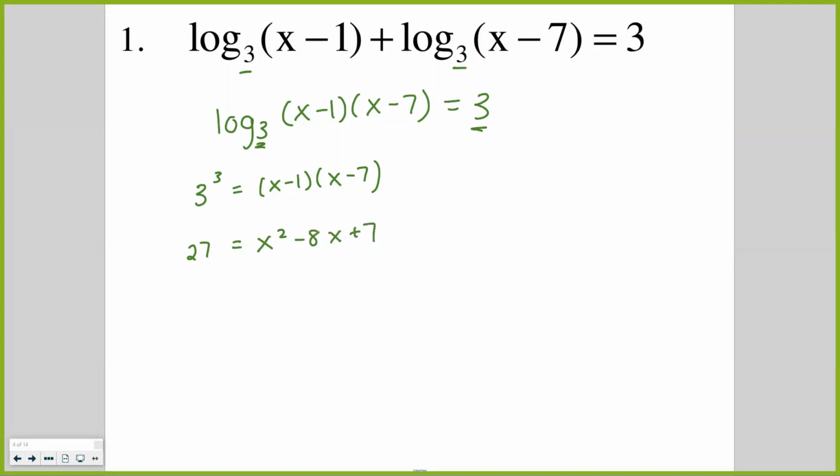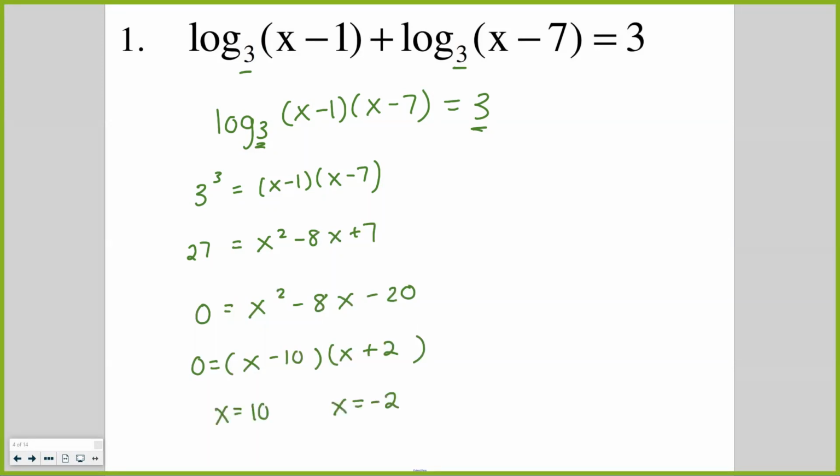And I'm just going to get everything to one side and then factor. Problems like this, where I don't expect you to use a calculator, should be factorable. You shouldn't have to use the quadratic formula. So 0 is equal to x squared minus 8x minus 20. And then I can factor this into x minus 10, x plus 2. So we get two options here. X is equal to 10, x is equal to negative 2. I set those two factors equal to 0, solve for x.